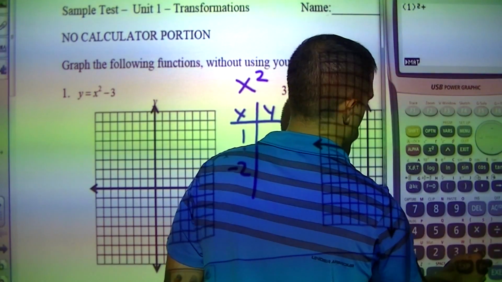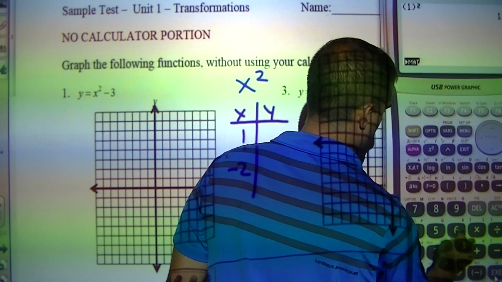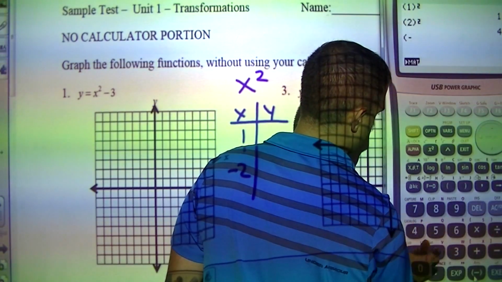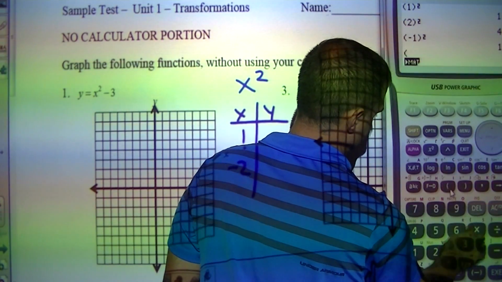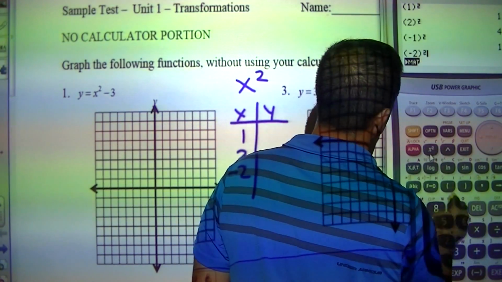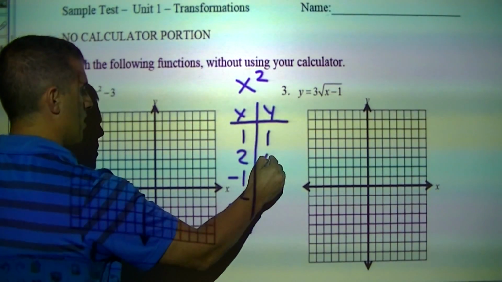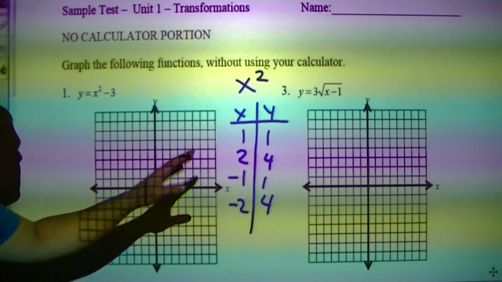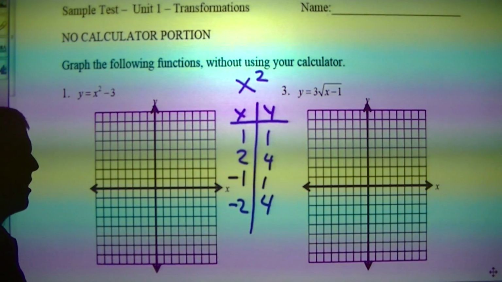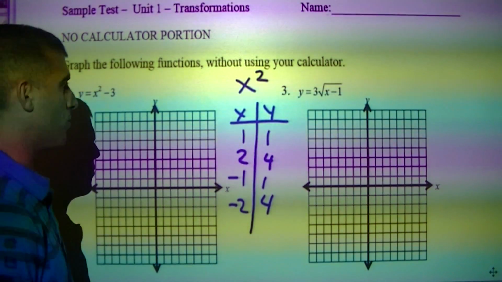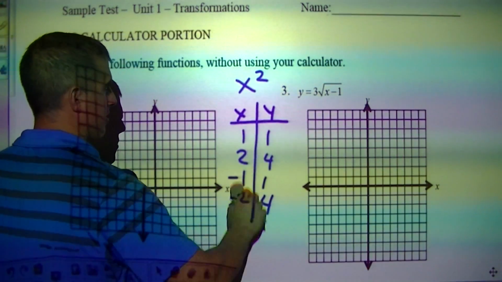1 squared, 2 squared, -1 squared, and -2 squared. Okay? All right, so that's how you get those numbers of 1, 4, 1, and 4. And go ahead and just make sure you have those written down. All right, 1, 4, 1, 1, 2, 4, -1, 1, -2, 4. Okay, so that's for the quadratic.